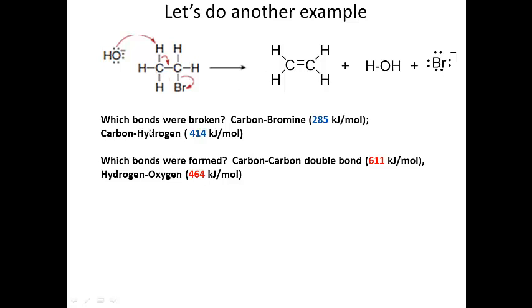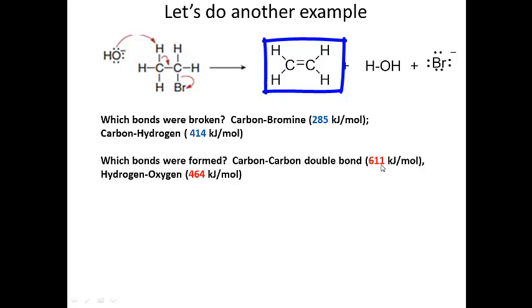So when we ask which bonds are broken, we broke a carbon-bromine bond here. That cost 285 kilojoules per mole. And then we also broke a carbon-hydrogen bond here, which cost 414 kilojoules per mole. Which bonds got formed? Well, we made an OH bond here to make water on the product side. So making the OH bond gives off about 464 kilojoules per mole of energy. And then we also made a carbon-carbon double bond, which gives off about 611 kilojoules per mole.